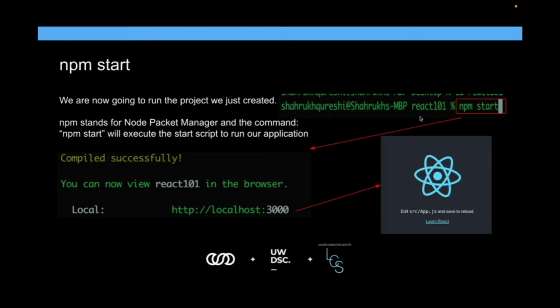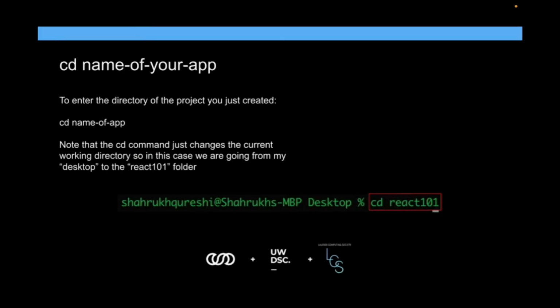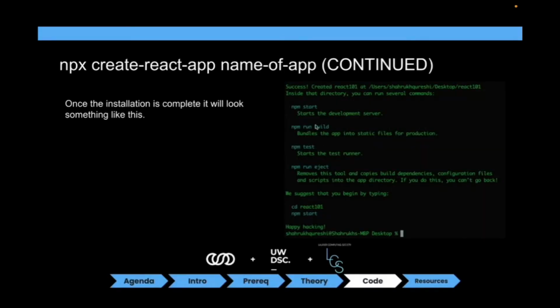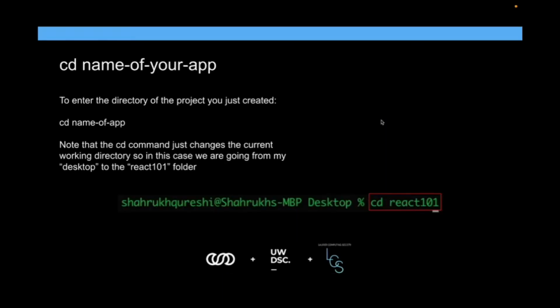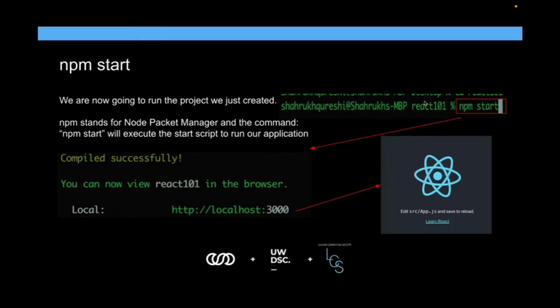Now note that npm stands for Node Package Manager, and the npm start command will execute a script that React has given us. So you can see back over here that when you do it, you see npm start and it starts our development server. It's given to us from React when we create our application. So once you run npm start, it'll take a minute and then it should show something like this.